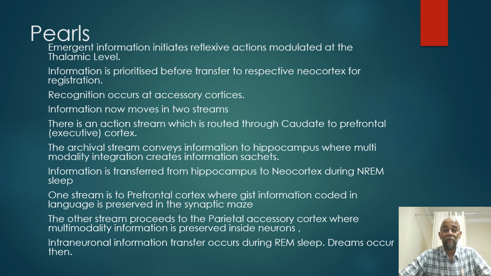One information stream passes on to the prefrontal cortex, where gist or abstract information is coded in language and preserved in the synaptic maze. This information is coded in language, and this is key to human cognitive superiority. The other stream proceeds to the parietal accessory cortex, where multimodality information is preserved inside neurons.